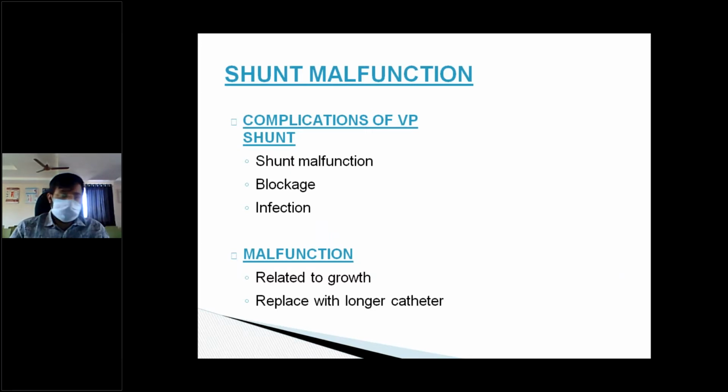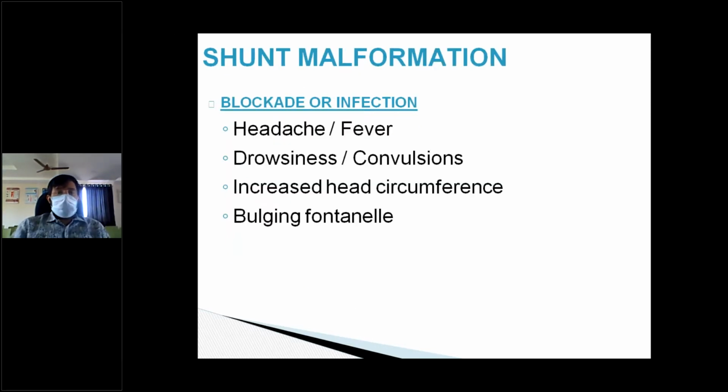Shunt malfunction. What happens if the shunt fails to function properly? The complications of the ventriculoperitoneal shunt include blockage, infection, and malfunction, and it causes retardation related to growth, so it has to be replaced with a longer catheter. How does shunt malfunction occur? Mainly due to blockage or infection, that is headache or fever, and it causes drowsiness, convulsions, increased head circumference, and bulging fontanelle.